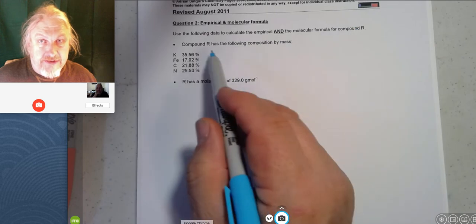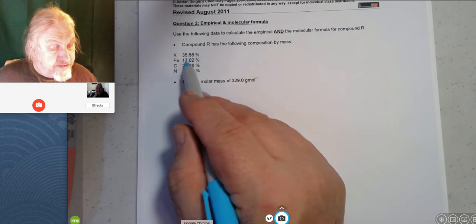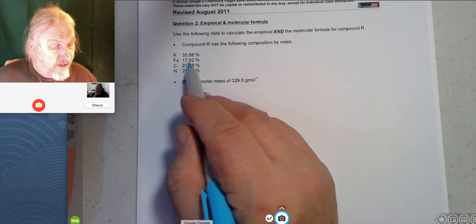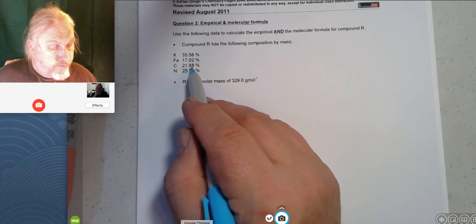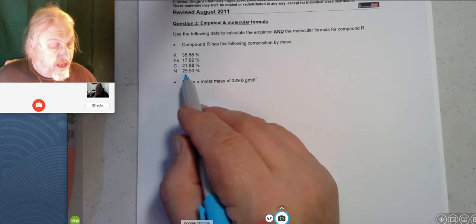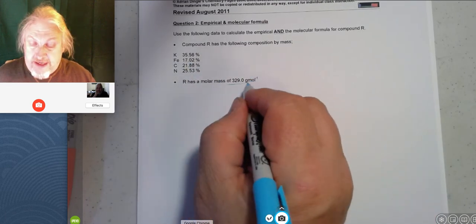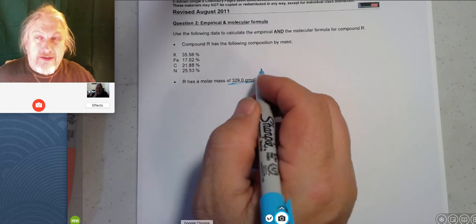We don't know what it has, but we do have the composition by mass. We've got potassium 35.56%, iron 17.02%, carbon at 21.88%, and nitrogen at 25.53%. It also says it has a molar mass of 329 grams per mole. We might need that later on.